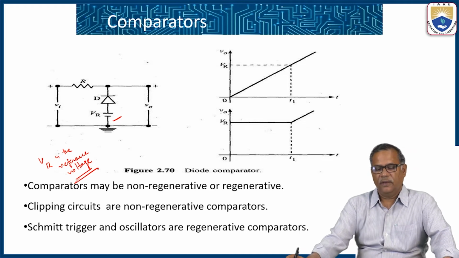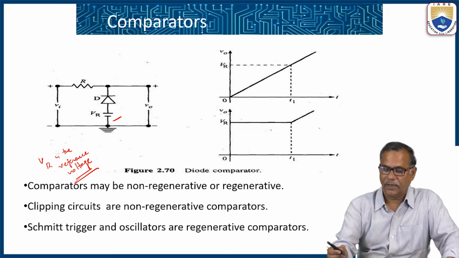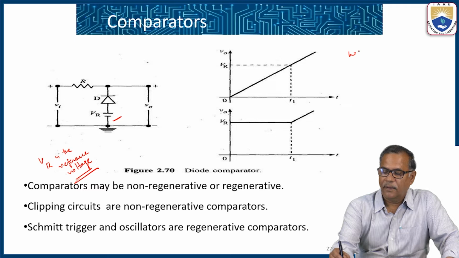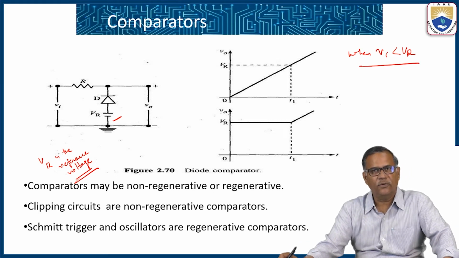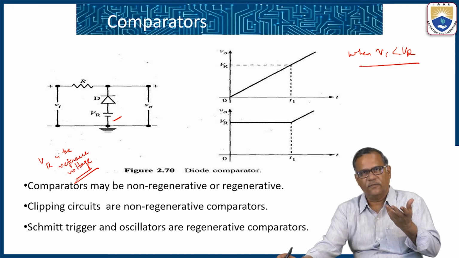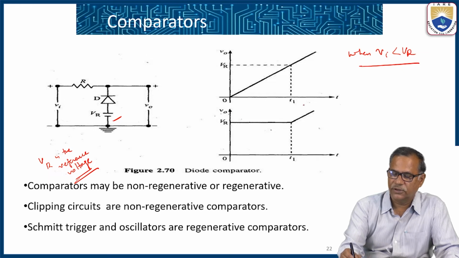So in this case, you see here, initially when the voltage is less than VR, what happens? The diode is in forward bias. So when Vi is less than VR, the cathode of the diode is at a lesser voltage compared to the anode of the diode. So naturally the diode is in forward bias, and we get the output voltage as VR. So up to this portion, during 0 to T1, you get the output voltage as VR.